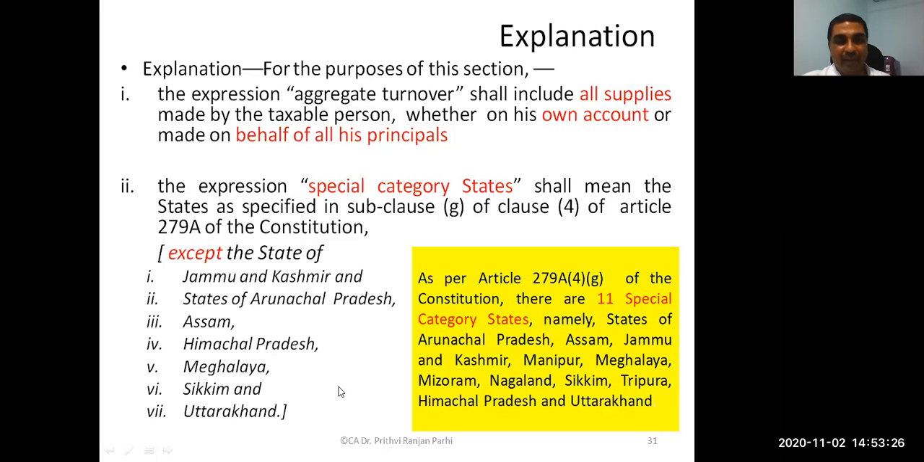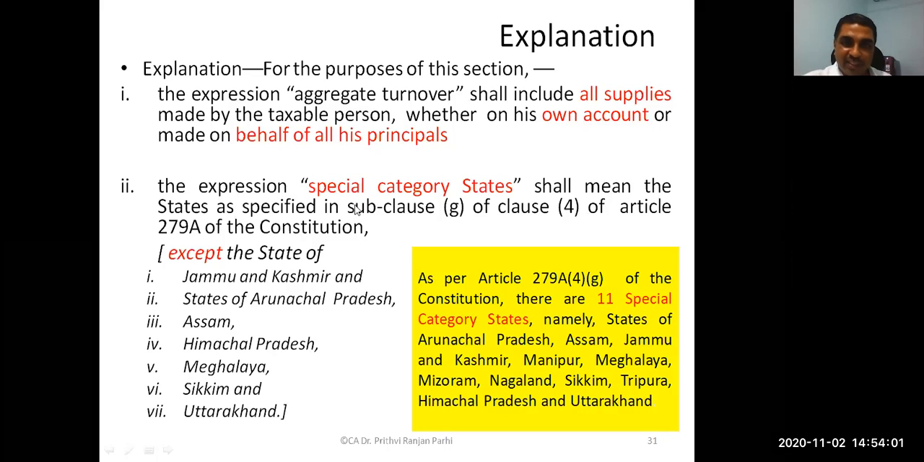Okay, let me repeat it once again. First of all, we need to understand the meaning of special category states. If you read this explanation, it says special category states shall mean the states as specified in sub-clause (g) of clause 4 of Article 279A of the Constitution. So now we have to refer to the Constitution. If you refer to the Constitution, these are the 11 states which are regarded as special category states. No doubt about this, right?